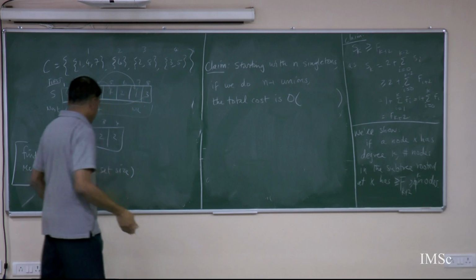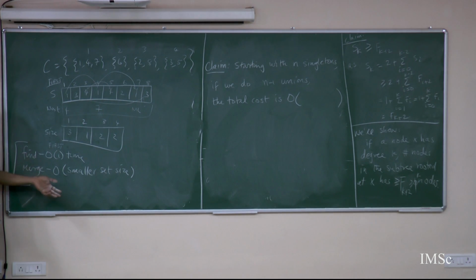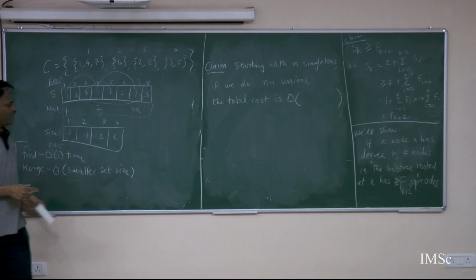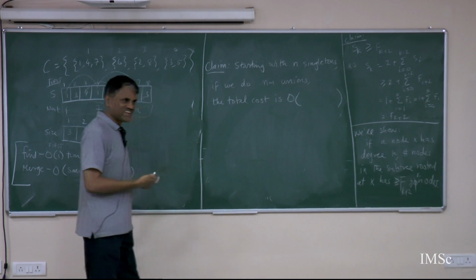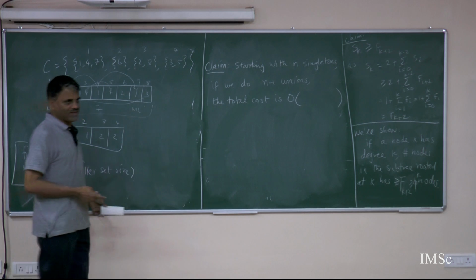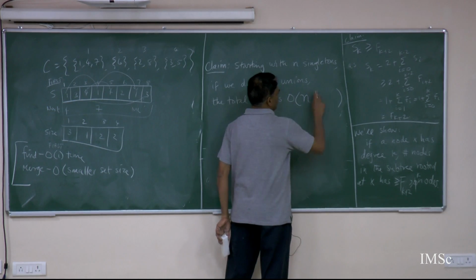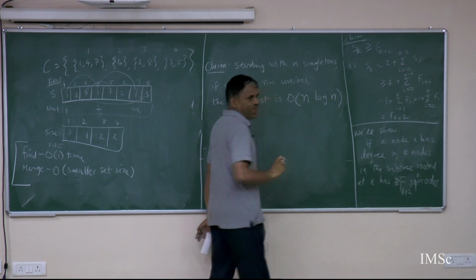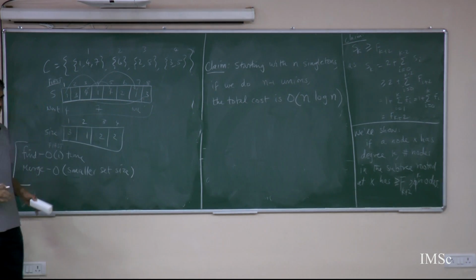So each union in the worst case could be order n. But this is not going to happen very often, because if I'm starting with singletons, to get to larger sized set, you need to do a lot of unions to get there. A lot of small unions, right? So the claim is that the amortized cost is log n, which means this total cost for these n unions is not n square but n log n.